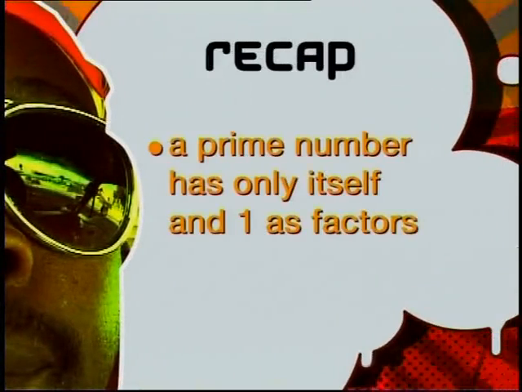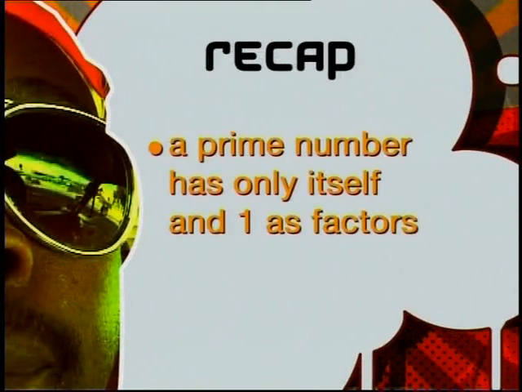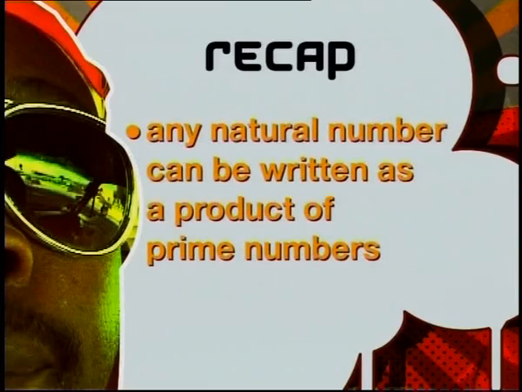Let's summarize what we've done so far. A prime number has only itself and 1 as factors. Any natural number can be written as a product of prime numbers. To use prime factors, it is very useful to know some of these off by heart. You should just know that 2 cubed is 8, 2 to the power 4 is 16. Do you know what 2 to the 5 is? It is 32. What about 2 to the 6? This is 64. Here's your task for this lesson.